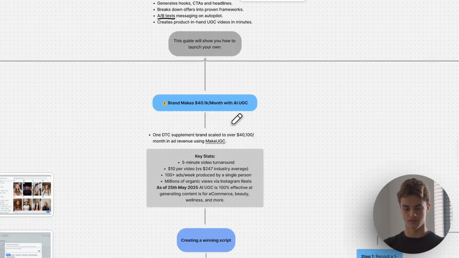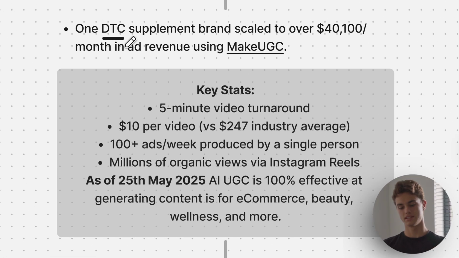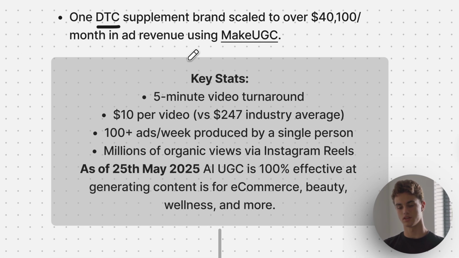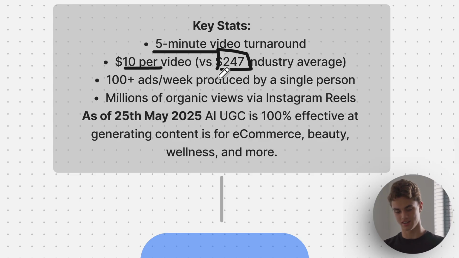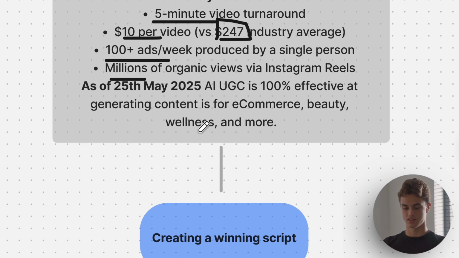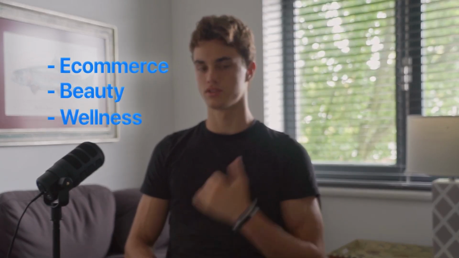Heading into the next section over here, how brands make 40K plus a month using this method. One D2C supplement brand scaled over $40,000 in monthly ad revenue using MakeUGC. And basically the key stats are 5-minute video turnarounds, $10 per video, compared to the average of $200 and almost $50, which is ridiculous. And then 100 plus ads a week. Then millions of organic views. This is just coming so naturally and so well. As of the 25th of May, AI UGC is 100% effective at generating content for e-commerce, beauty, wellness, and more. So those industries, all TikTok.